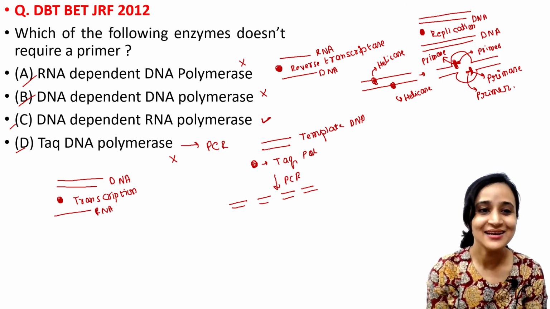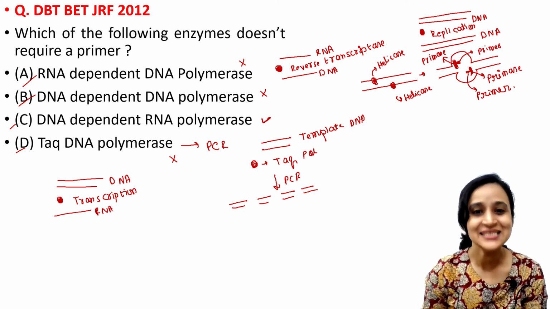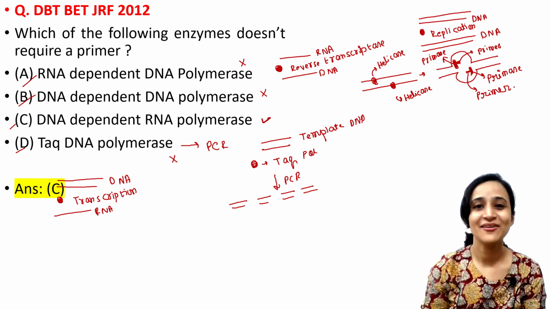So what is the right answer? The right answer is C, that is DNA Dependent RNA Polymerase. Let's see the answer. Yes, the answer is C here.